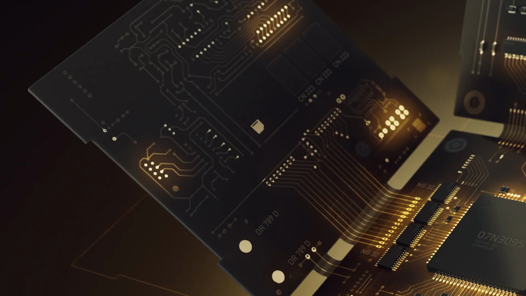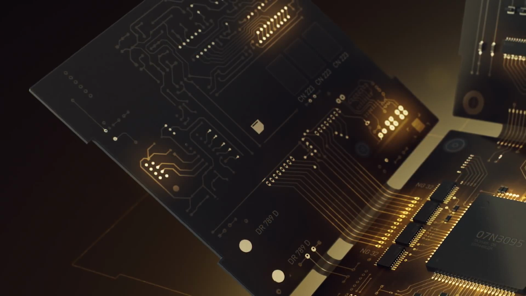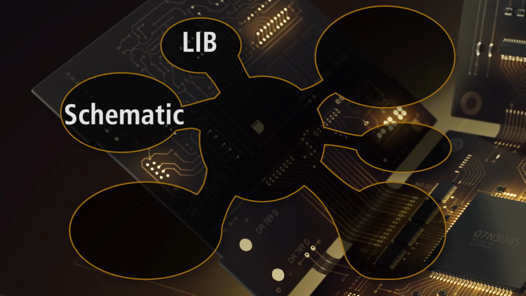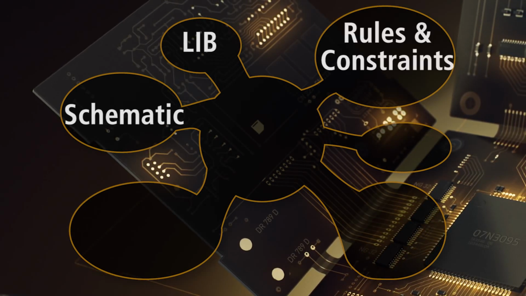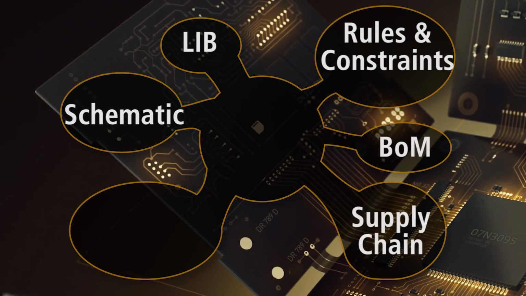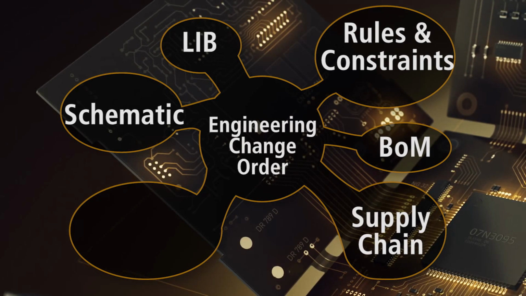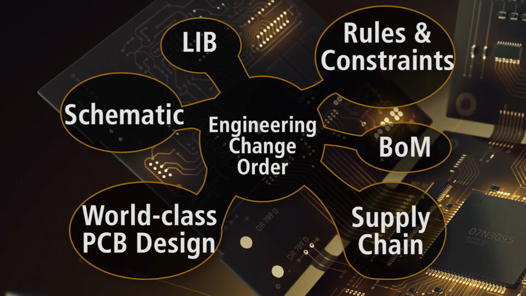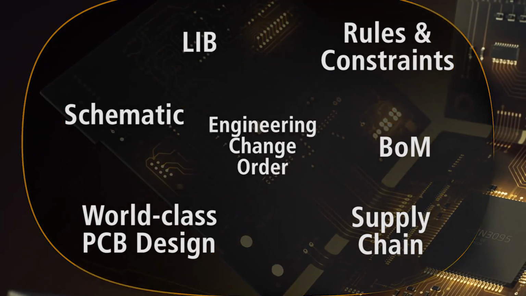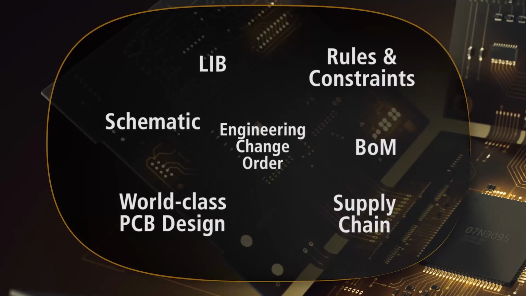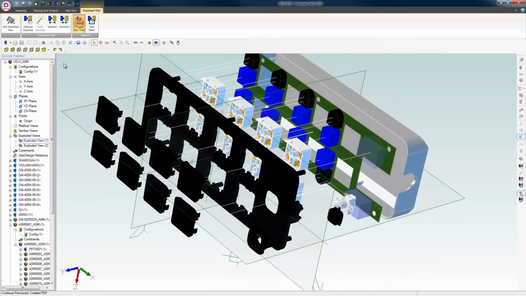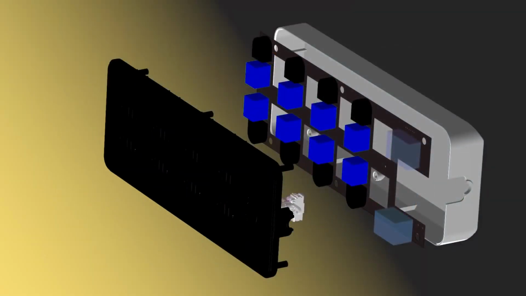To meet the needs of the modern PCB design team, electronics design software needs to combine elegant schematic design entry, ECAD library management, rules and constraints generation, bill of materials management, supply chain management, engineering change order processes, and powerful, flexible and advanced PCB routing capabilities in one easy-to-use environment. But it doesn't stop there, because electronic products have to work in a programmable, physical, mechanical and manufacturable world.